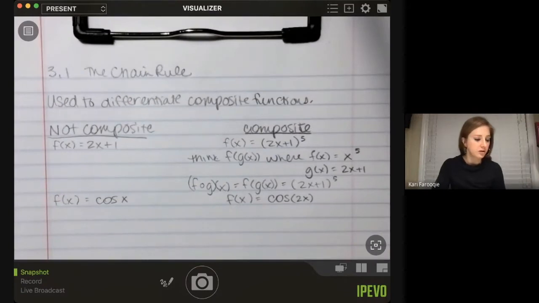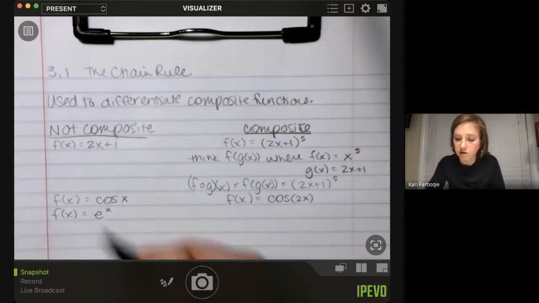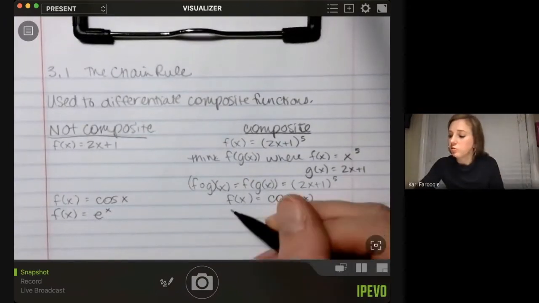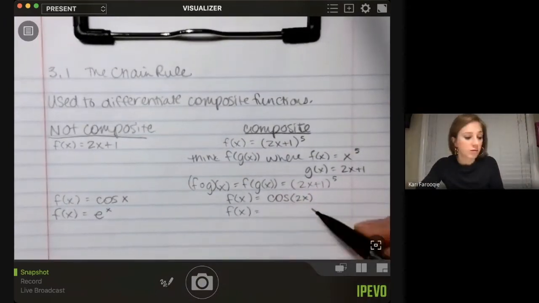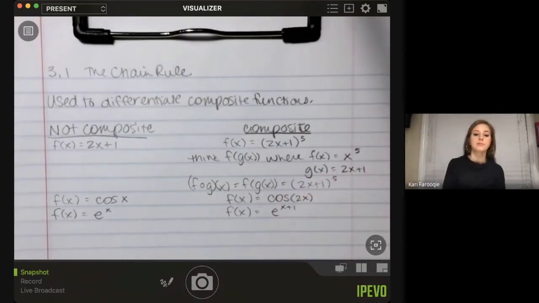Let's see. Another function that you would have seen previously would be something like f of x equals e to the x. And in this section, when we see an exponential function, it might be something like e to the x plus 1. So that would be an example of a composite function where the g of x is in the exponent.